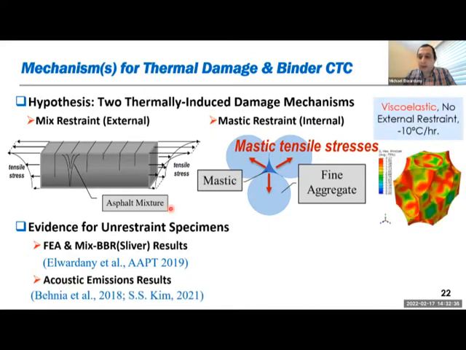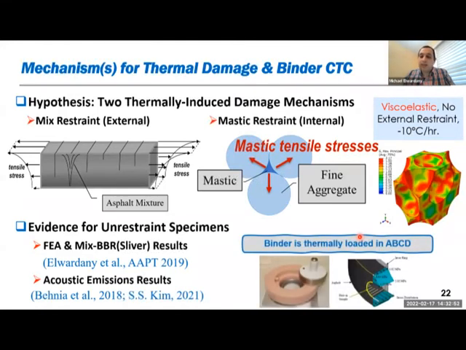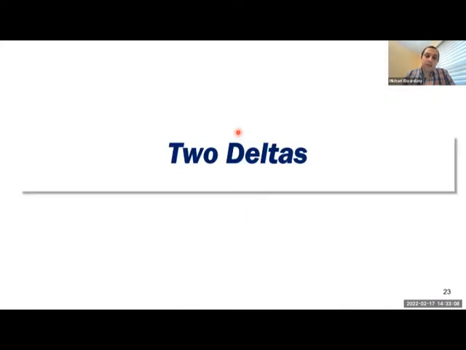We have done finite element analysis. You can see all the red parts here are the mastic phase that reach their strength. So those are failed. Those are the areas where stresses exceed the strength of the material. And that's why we think that the ABCD is actually doing a great job of simulating what happens to the binder under this mechanism of failure. Of course, it would be ideal if we used mastics, but at least the binder could capture part of that.